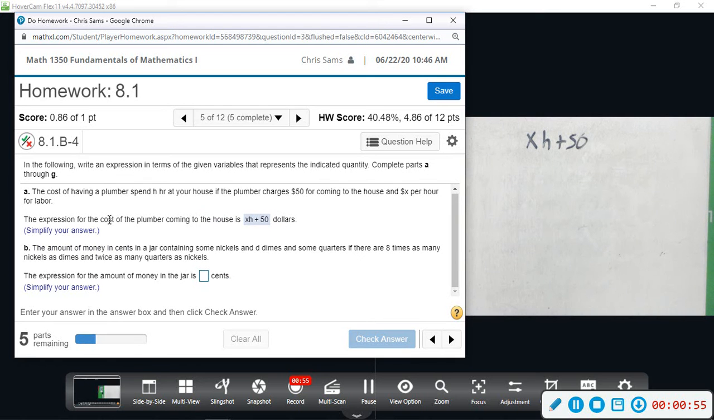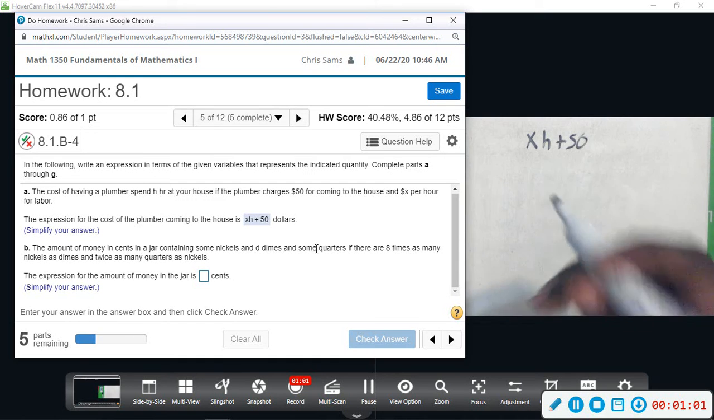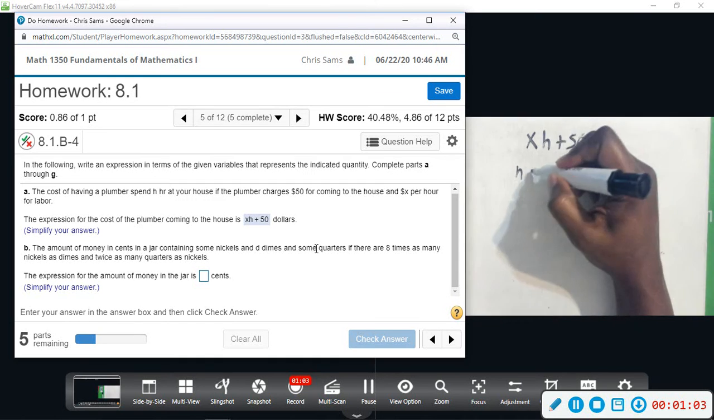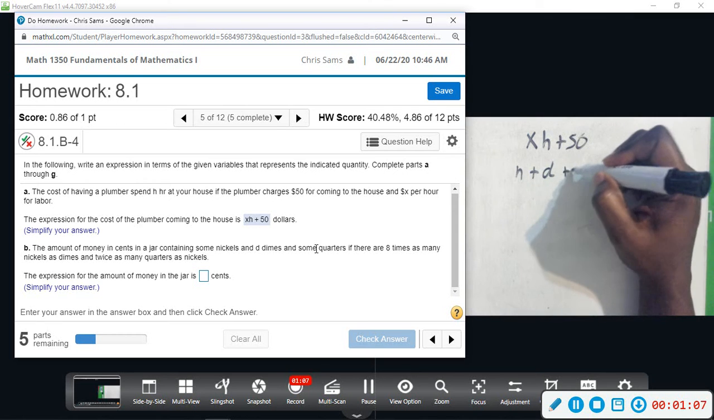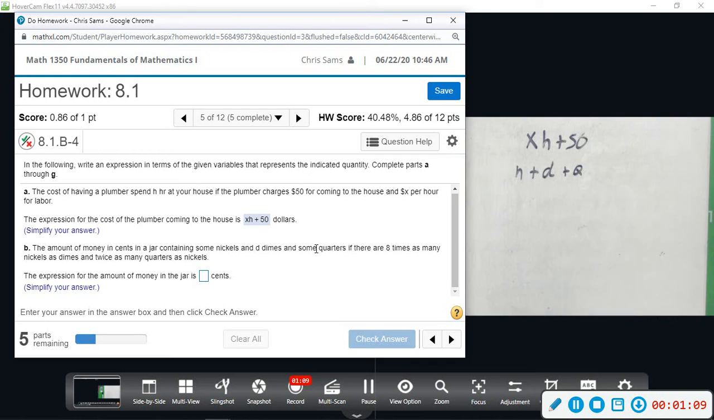All right, B, the amount of money in cents in a jar containing some nickels, dimes, and quarters. Okay, so we have N for nickels, D for dimes, plus Q for quarters. All right, and then it says there are 8 times as many nickels as dimes.